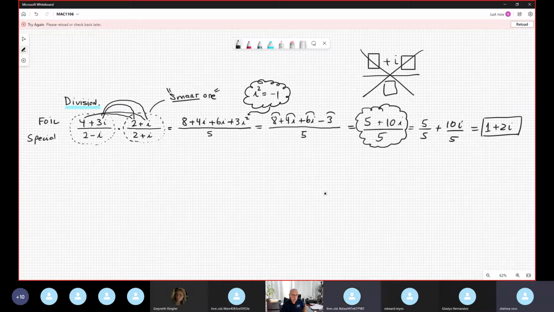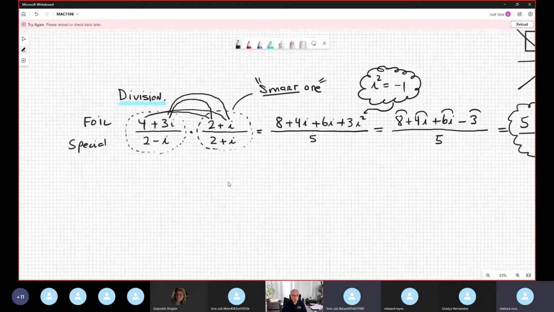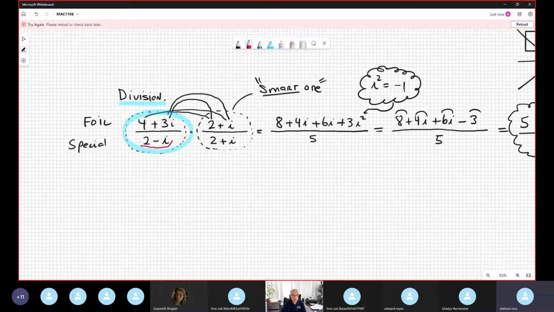Okay, let's do another example. Go ahead. Why was it 2 plus i over 2 plus i? Say again. Where it says the smart one? The smart one is formed by the conjugate of the complex number in the denominator. My original problem is this. Immediately see: the denominator is a complex number. And what is the conjugate of this? 2 plus i. Exactly. So 2 plus i, copy top and bottom, right?